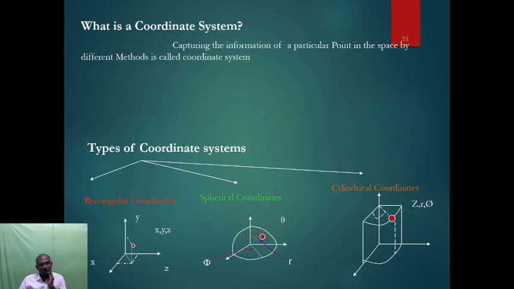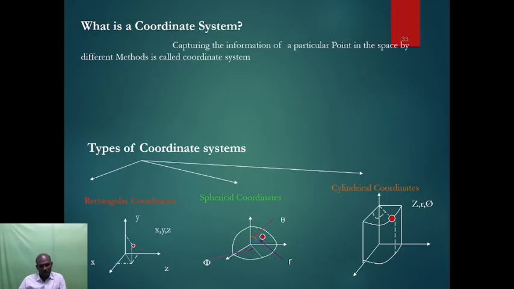So what is a coordinate system? Capturing the information of a particular point in space by different methods is called a coordinate system. Three types are rectangular, spherical and cylindrical. In rectangular coordinate systems, the parameters are x, y and z. All three axes are mutually perpendicular to each other. That means x is perpendicular to both y and z, y is perpendicular to both x and z, and z is perpendicular to both x and y.